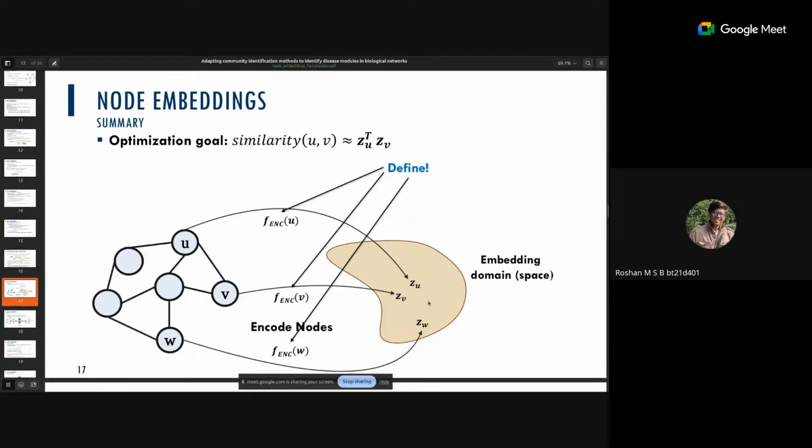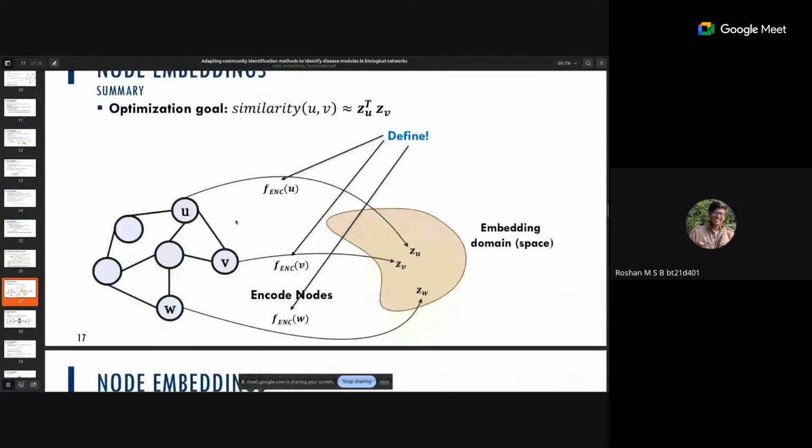The overall goal: you have an encoder function that transforms U to ZU. You have another encoder function that transforms V to ZV. These functions you have to define beforehand. The similarity is defined like this. This is my similarity function for estimated similarity. This value should be equal to the entry in your similarity function. Let's say the similarity function that you use is the adjacency matrix. Then the value that you calculate should be equal to 1 or 0.